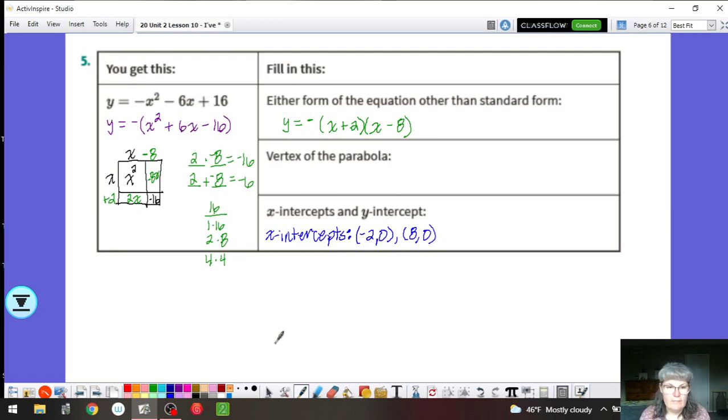I can go ahead and find my y-intercept by plugging in 0 for x. So we'll have a negative 2 times negative 8. So negative 2 times negative 8 is 16. So the y-intercept is 0, 16.